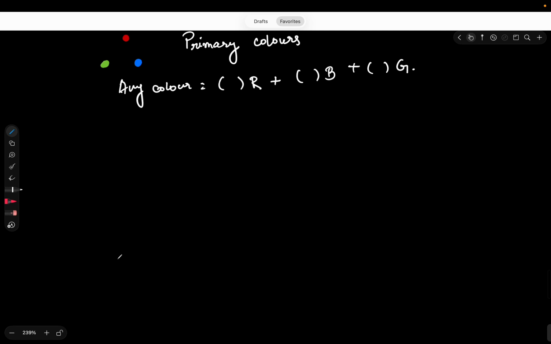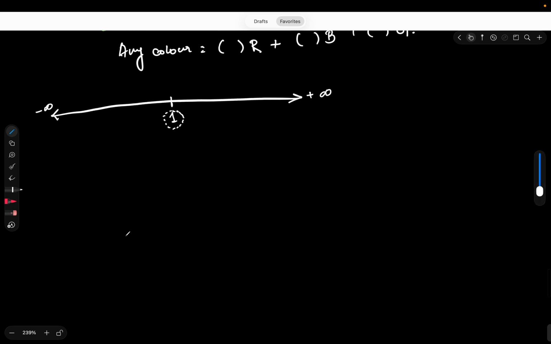So suppose we have a real line that looks like this, and we are only taking the number one from the real line. This is the line of real numbers, this is plus infinity and this is minus infinity. With one, can we create all other values by doing some scalar operations? We can. With 1, if we multiply 1 with any scalar alpha, we get alpha.